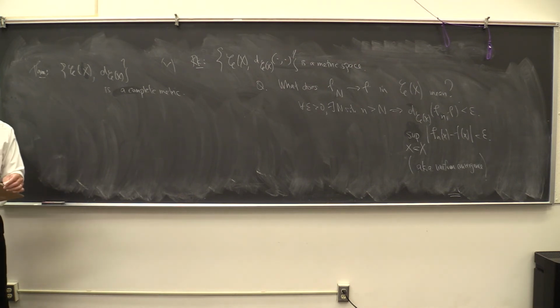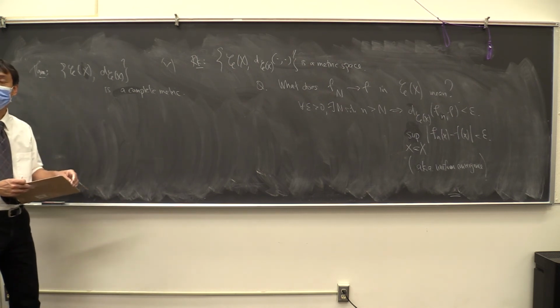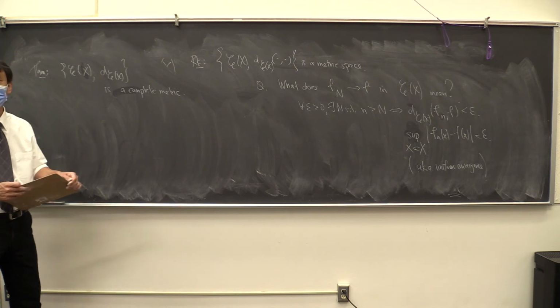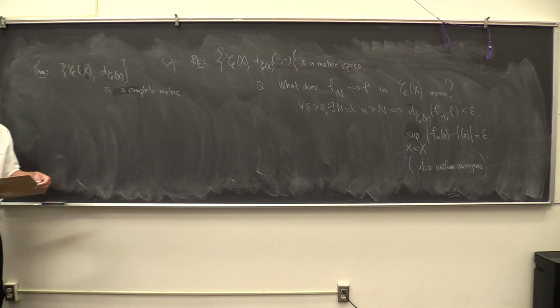Tatum, can you remind me what it means to be complete? It means that all Cauchy sequences converge. So this space turns out to be what's called a complete normed vector space, which is also called a Banach space. If you go on to functional analysis, you'll see things called Banach spaces.